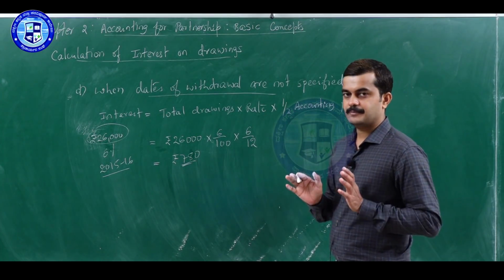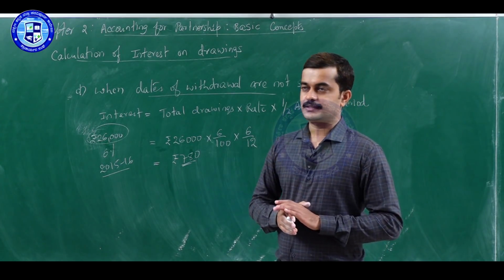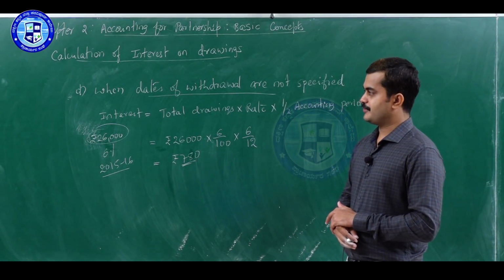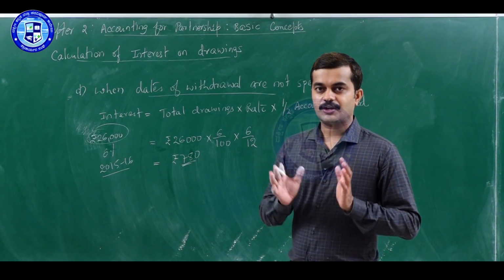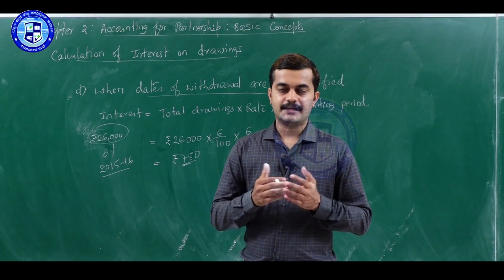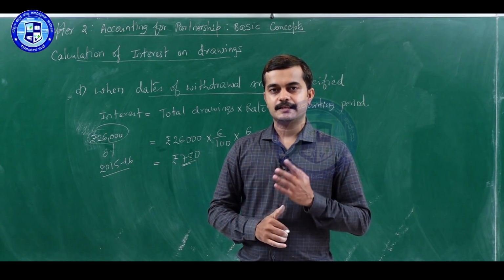So, when the date is not given, we can calculate assuming that withdrawals will be made evenly throughout the year, and using this formula we can calculate interest on drawings. So, that is all for today's session. We will continue the remaining topics in the next sessions.